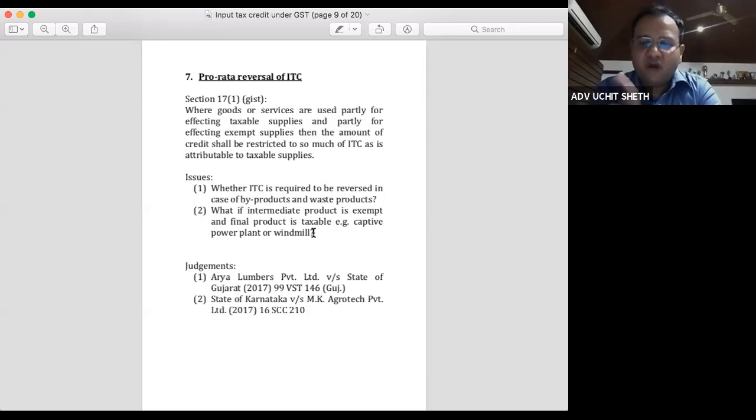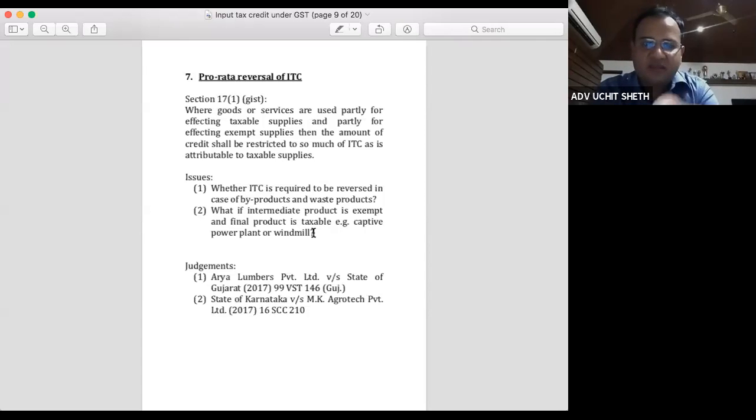Second question, what if the intermediate product is exempt and the final product is taxable? For example, captive power plant or windmill used for generation of captive electricity. Electricity is exempt from GST, but I don't sell off the electricity. I use it further in manufacture of my commodity, which is taxable. Question is whether the input tax credit can be disallowed under this provision on the ground that I used the raw material for manufacturing of electricity, which is exempt, and therefore I am not entitled to input tax credit.